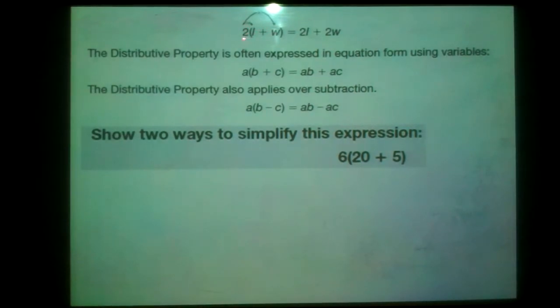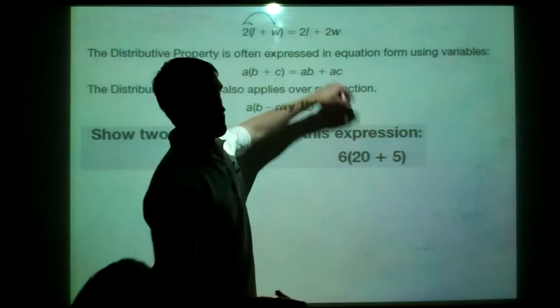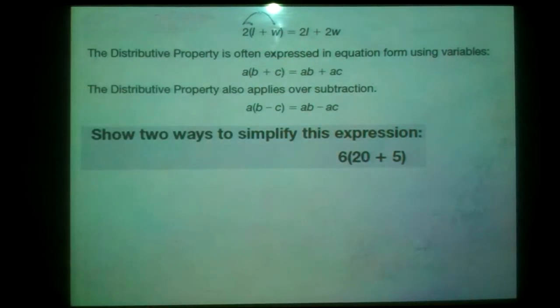2 is being multiplied by the length and the width. So that's what these arrows are for. Times by the L, times by the W. So this actually is 2 times L plus 2 times W. They equal each other. And we're just multiplying each term inside here by 2. Okay? So we can show it with variables. This is what we mean. A times (B plus C) equals A times B plus A times C.